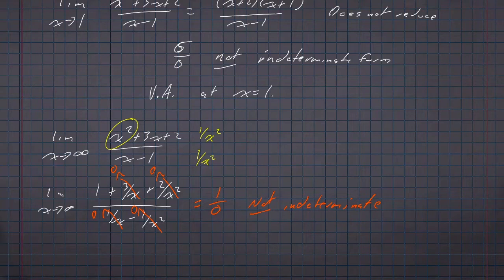And we again end up with a 1 over 0. 1 over 0 is not indeterminate, which means that the limit does not exist. And because the limit at infinity does not exist, there's going to be no horizontal asymptote. We should separately check the limit as x goes to negative infinity because the horizontal asymptote on the left and on the right can be different.